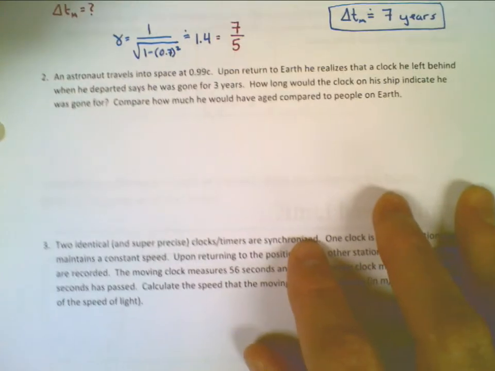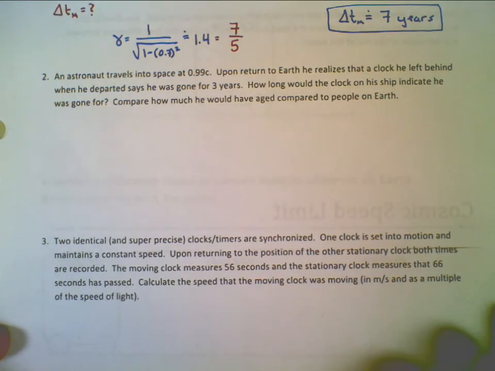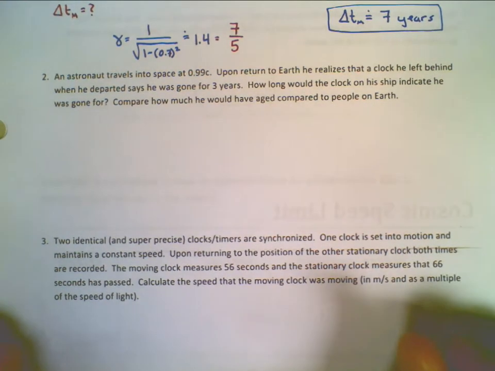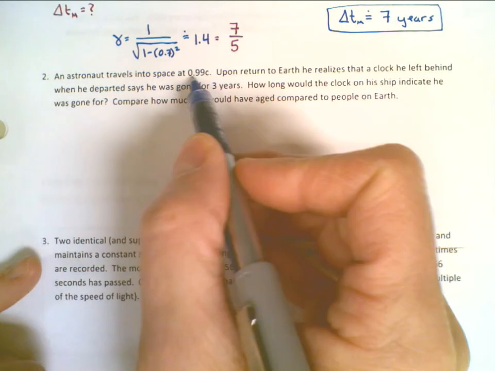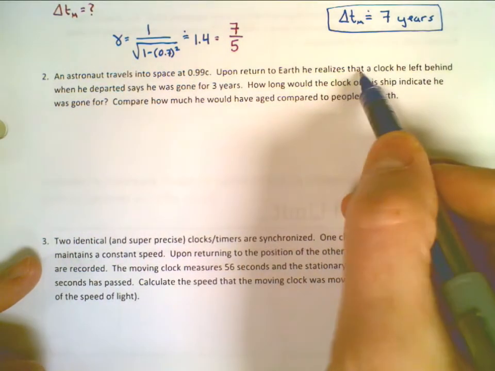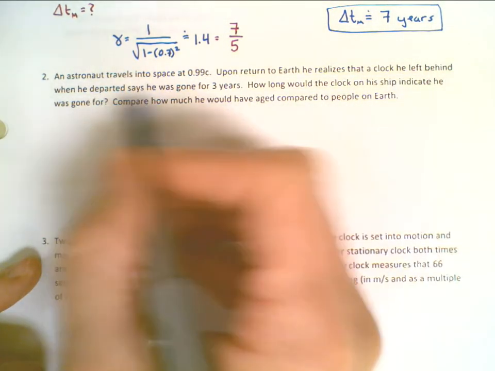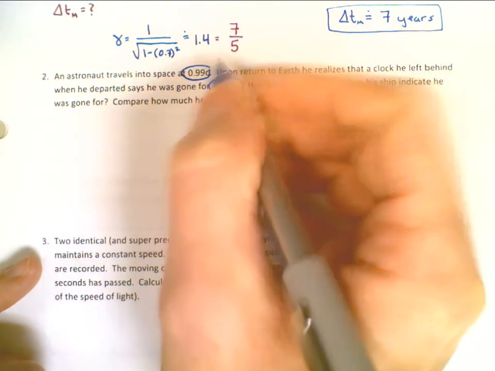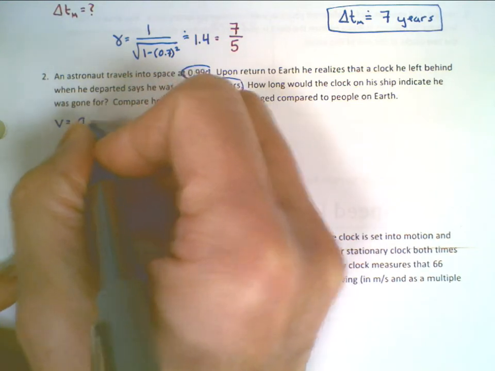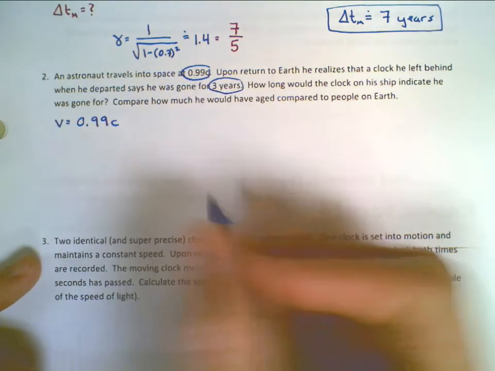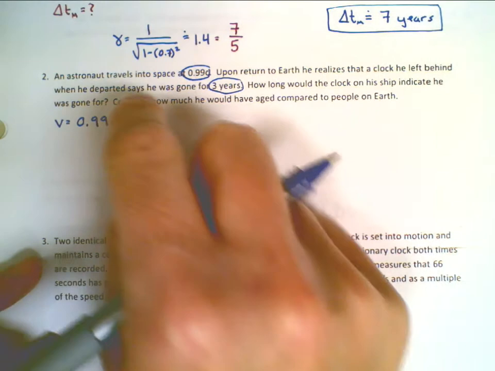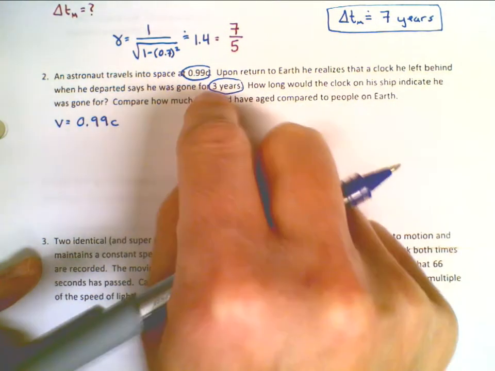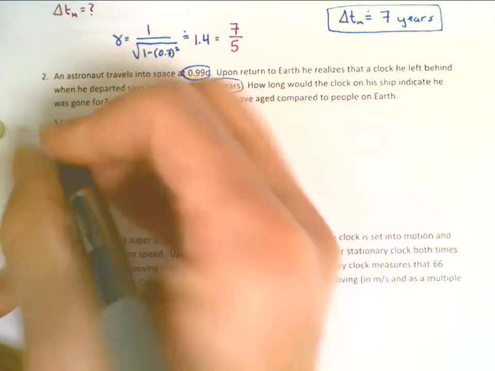We'll do one other example, and then you can try the rest on your own. Or I'll get you started on this one. An astronaut travels into space at 0.99 c. Upon return to Earth, he realizes that the clock he left behind when he departed says he was gone for 3 years. So we see the speed is very fast, 0.99 c. So we're in the high gamma realms. The clock he left behind said he was gone for 3 years.